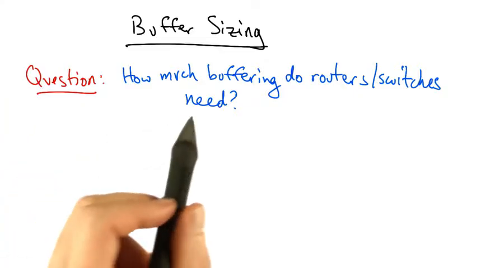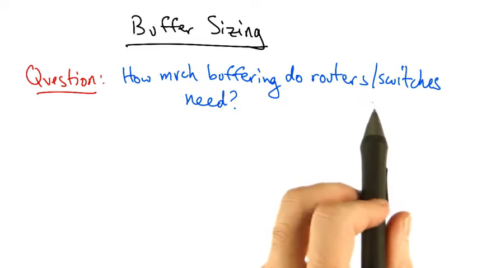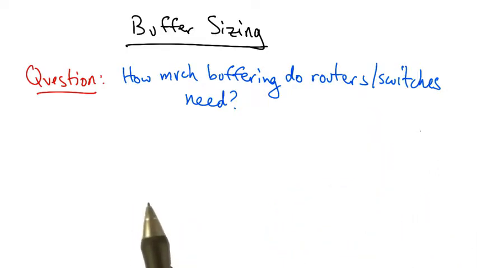So in this lesson, we'll look at an important question in switch design, which is how much buffering do routers and switches need? It's fairly well known that routers and switches do need packet buffers to accommodate statistical multiplexing, but it's less clear how much packet buffering is really necessary. Now, given that queuing delay is really the only variable part of packet delay on the internet, you'd think we'd know the answer to this question already.